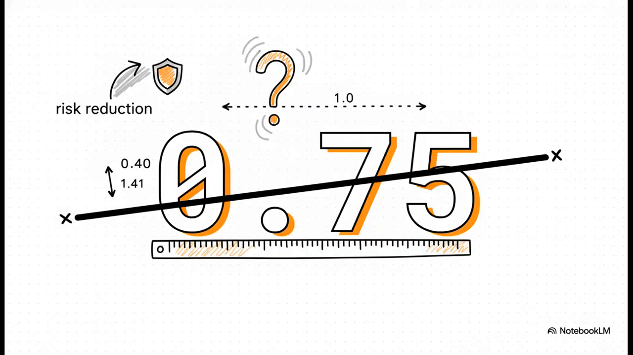Imagine your platform spits out a hazard ratio of 0.75. Hey, a 25% risk reduction sounds amazing, right? But hold on a second. Beware the common pitfall. If the 95% confidence interval associated with that number crosses 1.0, let's say it ranges from 0.40 to 1.41, that estimate is completely imprecise. It could literally mean absolutely no effect at all. Always look beyond just the point estimate.